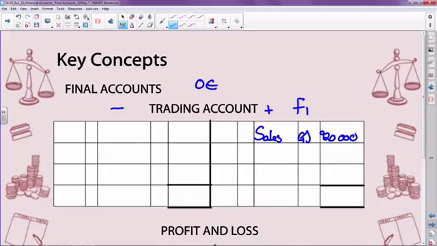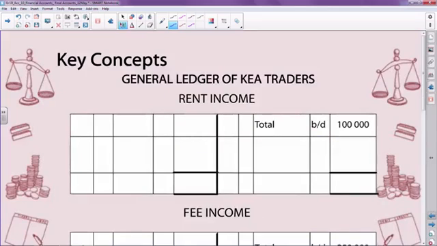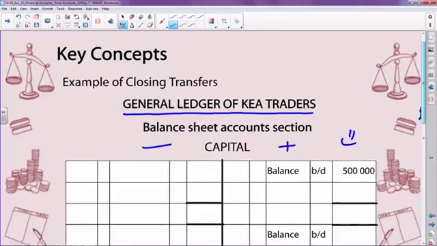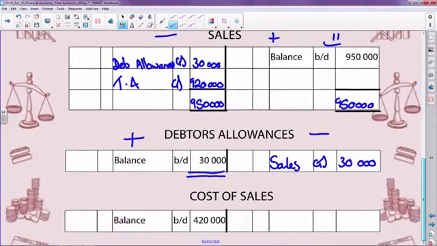920,000. So we've done step 1, we've done step 2. What's step 3? Cost of sales. Where do I take cost of sales? Also to your trading account. So let's go and look at your cost of sales. Let's just move this down. There's your cost of sales.